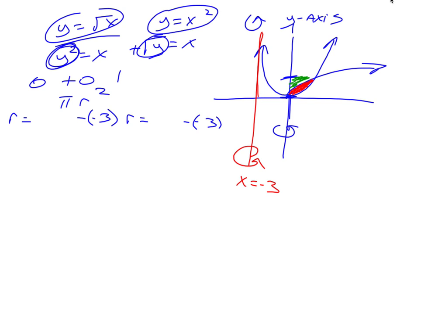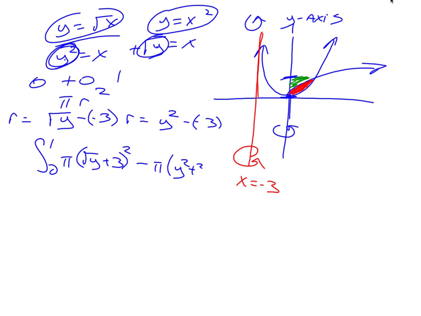Okay, now I need to choose which one is furthest away. The parabola or the half parabola? The parabola is furthest away, and that goes with the square root of y, which means y squared goes there. So we integrate from 0 to 1. I have pi times the integral of the square root of y plus 3 squared minus pi y squared plus 3 squared dy. I'm set up.